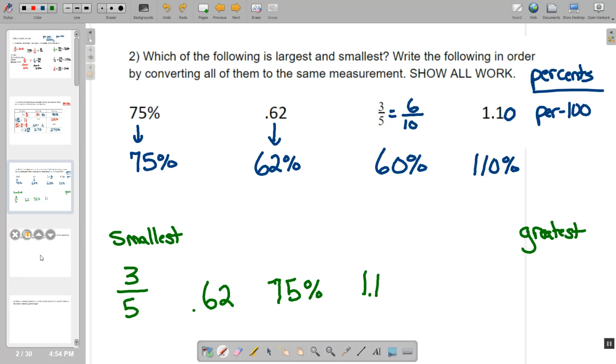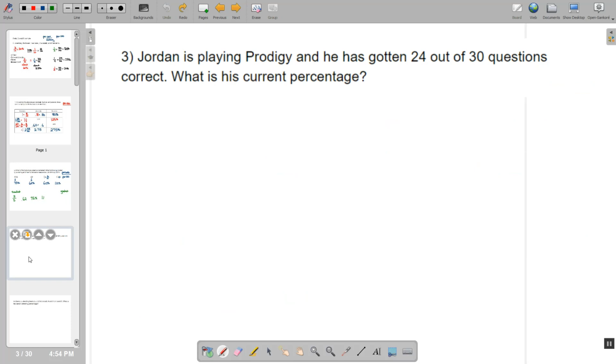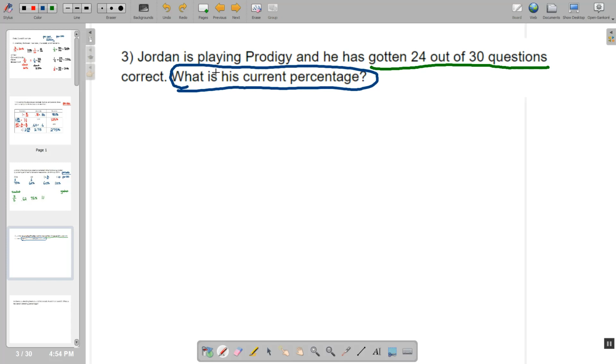Let's do a couple story problems. Jordan is playing Prodigy, and he has gotten 24 of the last 30 questions correct. What is his current percentage? We know that a percent is always part out of the total. So Jordan has gotten 24 questions correct. That's 24 out of 30 questions total.